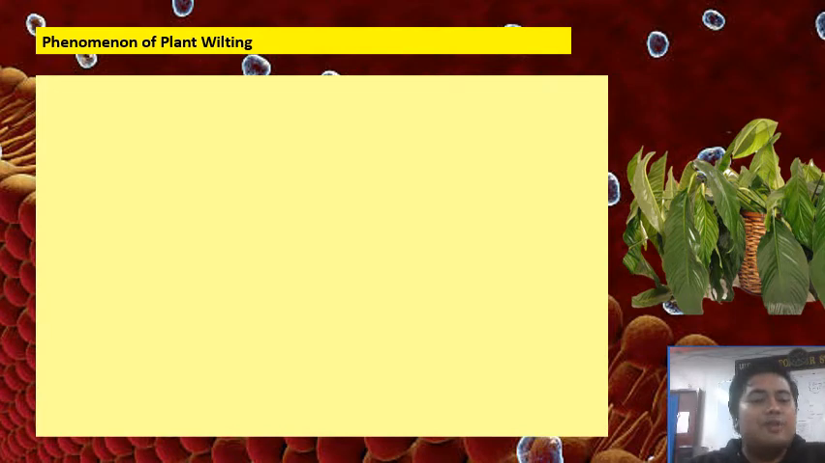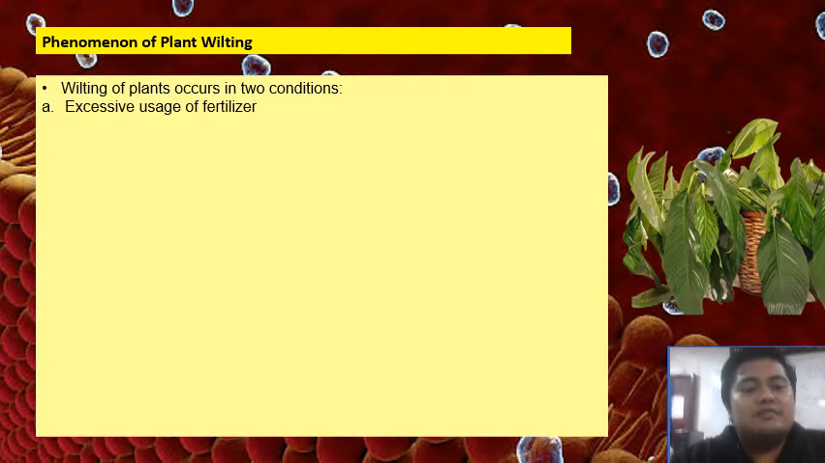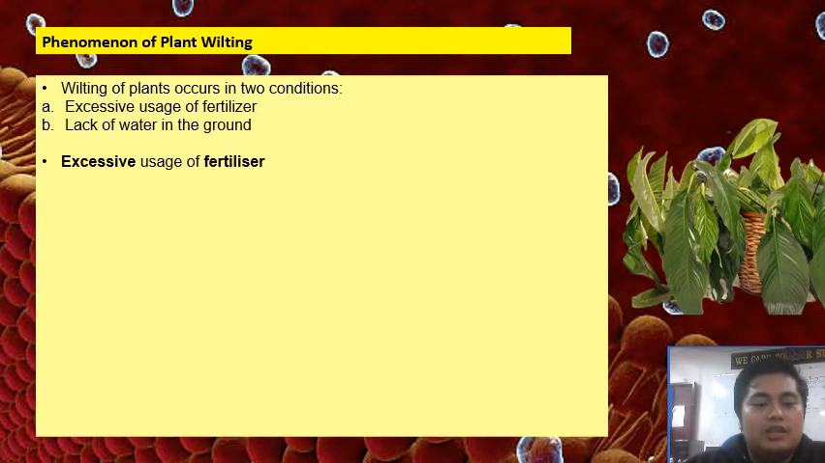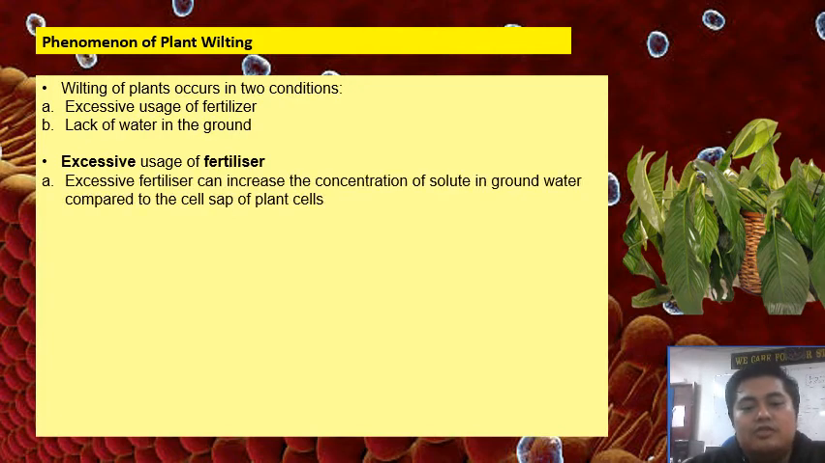Okay, first kali phenomena of plant wilting, keadaan di mana pokok mula layu. So, wilting of plant occurs in two conditions, biasanya disebabkan oleh dua sebab. First kali, excessive usage of fertilizer, penggunaan baja yang berlebihan, dan juga kurangnya air, lack of water in the ground. So first kali, excessive usage of fertilizer.